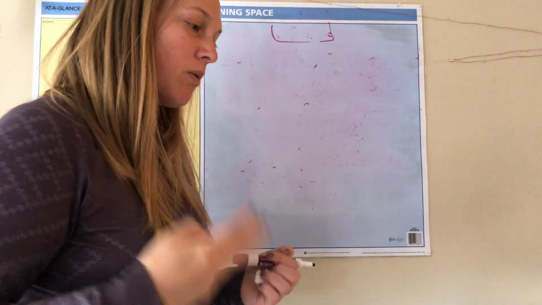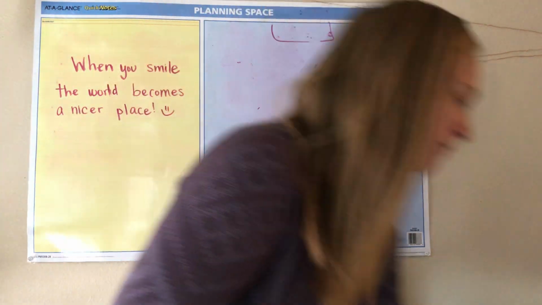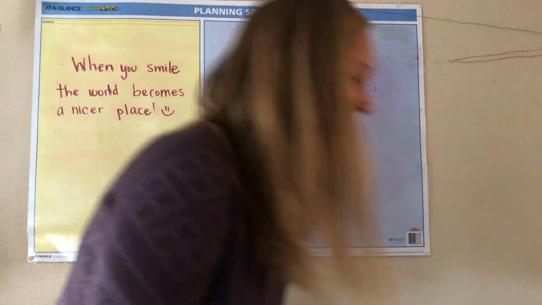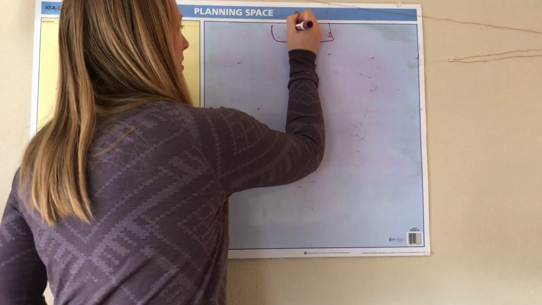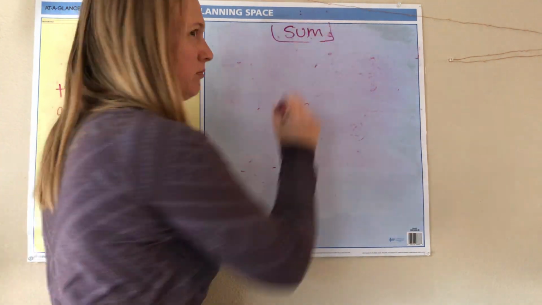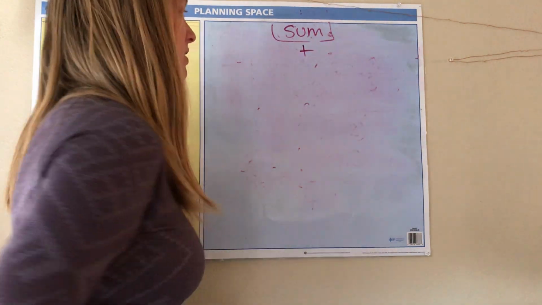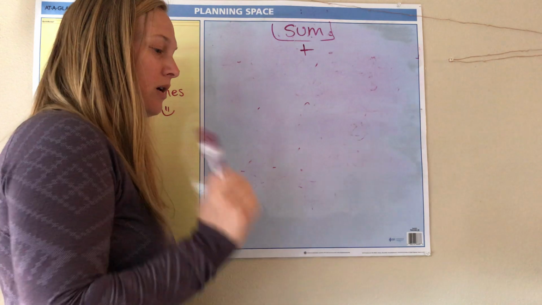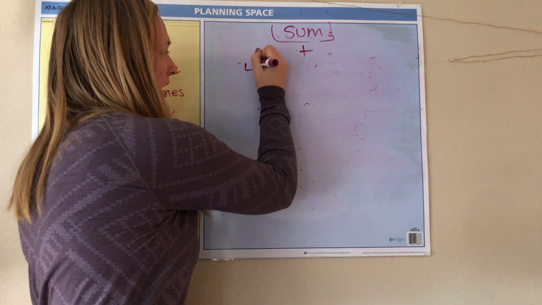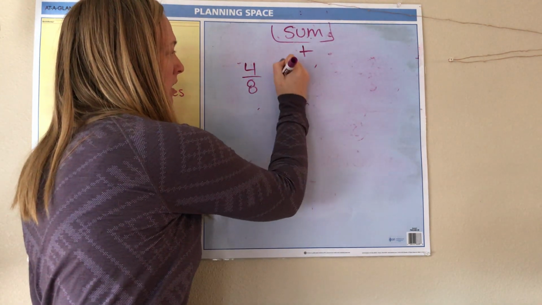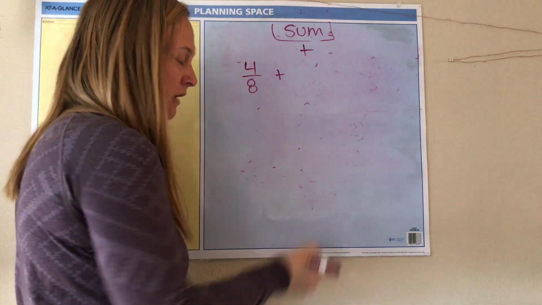Cool. Okay, we're on to question number 3. Find the sum of 4/8 and 1/8. All right. Sum, that is our key word. You should know what this means. Sum means to add. It is an answer to an addition problem. So we're finding the sum of 4/8 and 1/8.